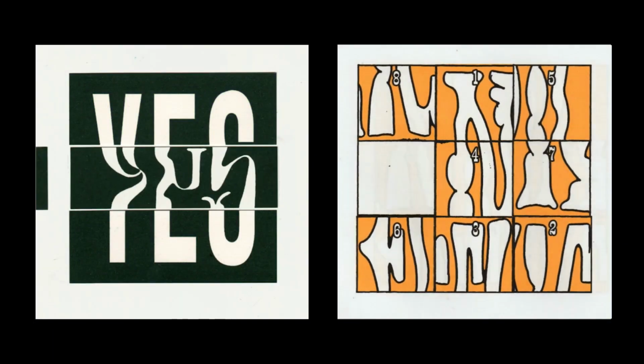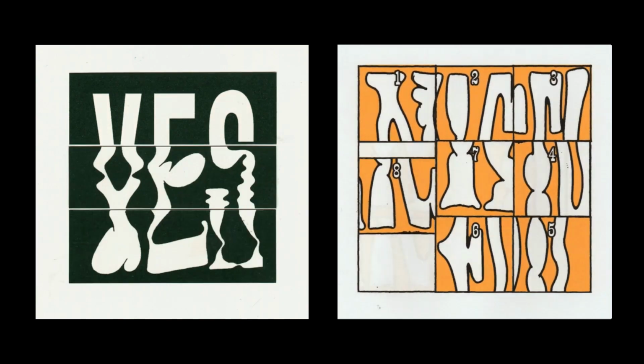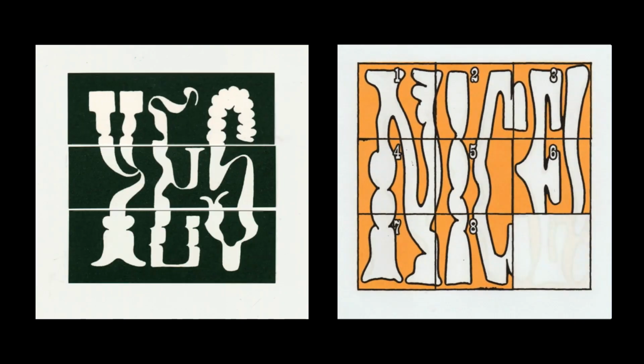And then I went down some other paths. I was just looking at how to make type move, basically, and just having loads of fun with it. How can you slice it up? How can you make it a puzzle?